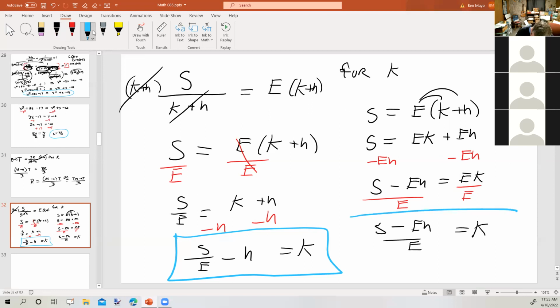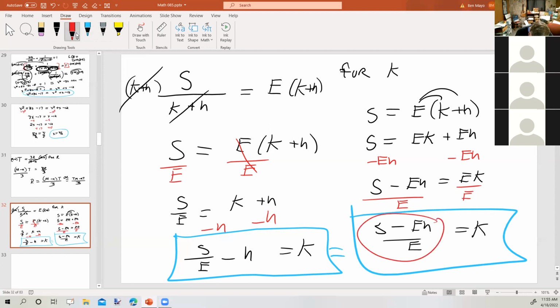Now, let me convince you that these two are the same. If I took this and wrote it as two separate fractions, it would be S over E minus EH over E. And then I could reduce out the E's and I'd have S over E minus H, which is right there. So they're both correct answers.